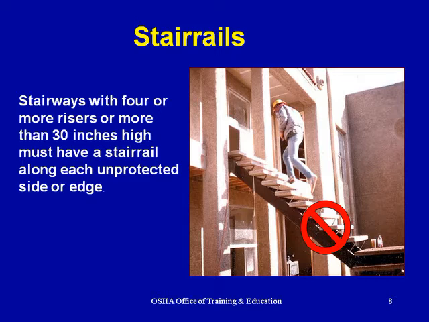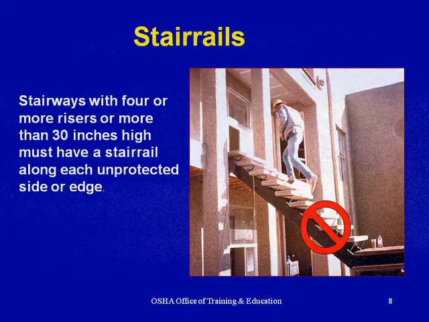Stair rails. Stairways with 4 or more risers or more than 30 inches high must have a stair rail along each unprotected side or edge. The example given is not acceptable.